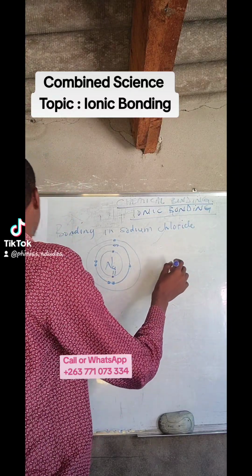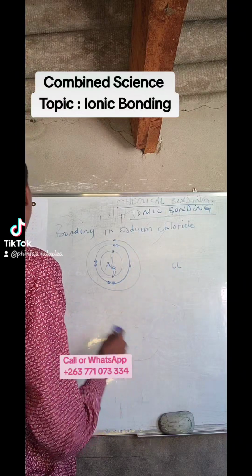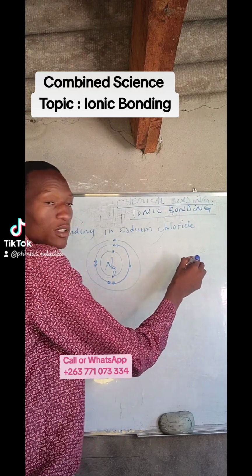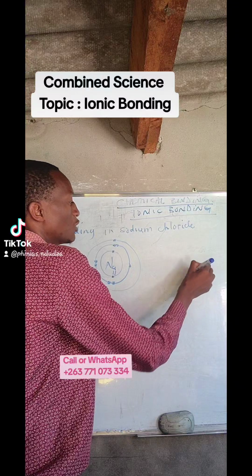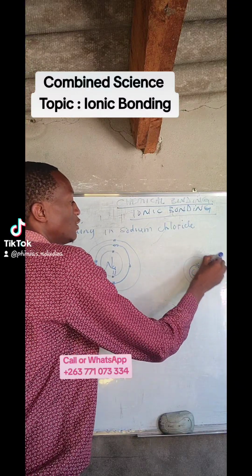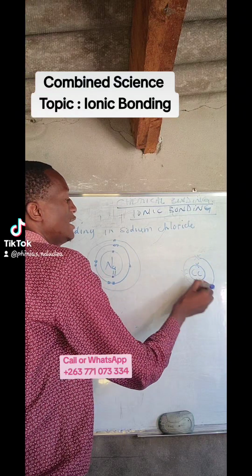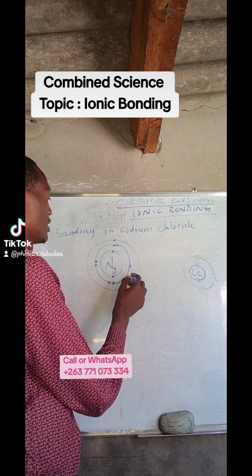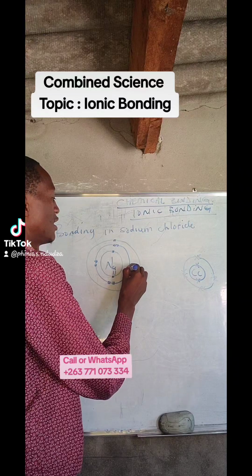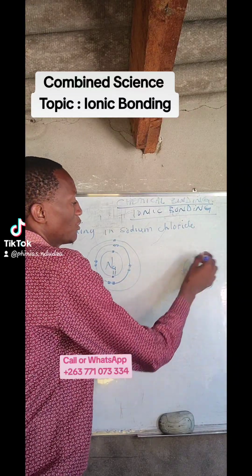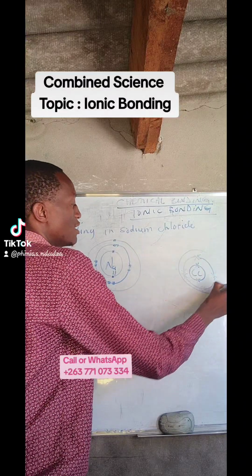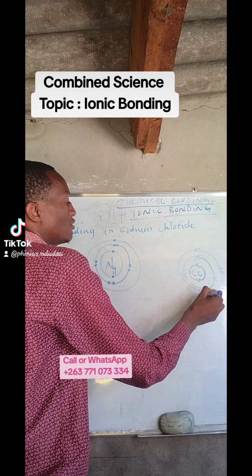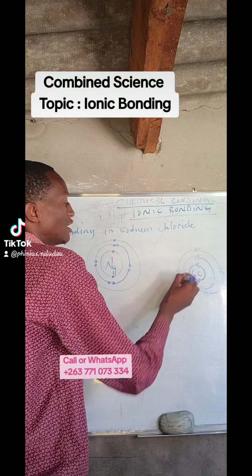Then chlorine, how many protons does it have? Chlorine has 17. So in the first shell, we put 2 electrons. In the second shell, we use 8 again, because the proton number of chlorine is 17. Then 2 plus 8 is 10, then 11, 12, 13, 14, 15, 16, then 17 here.